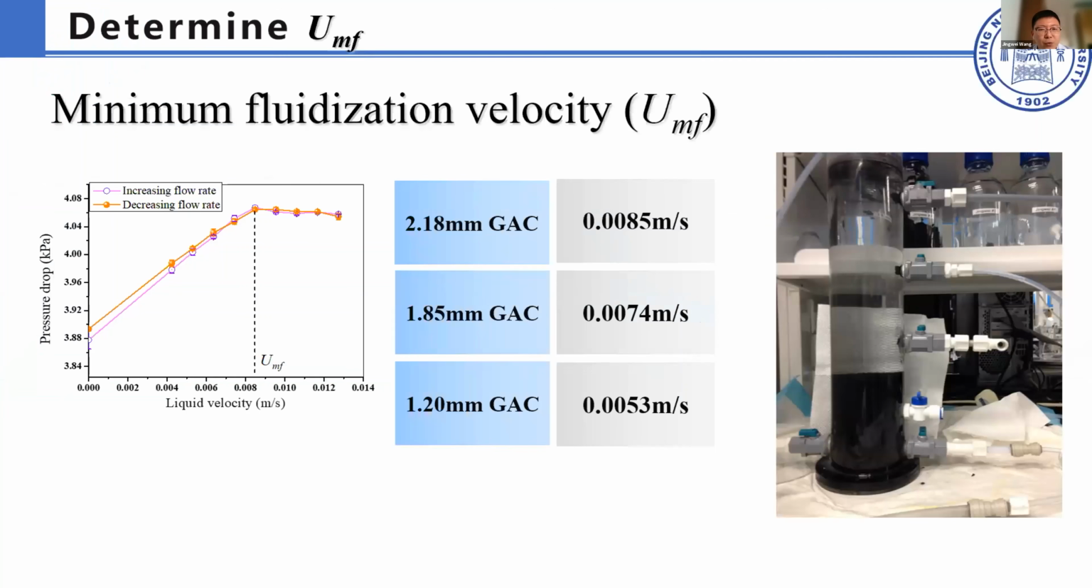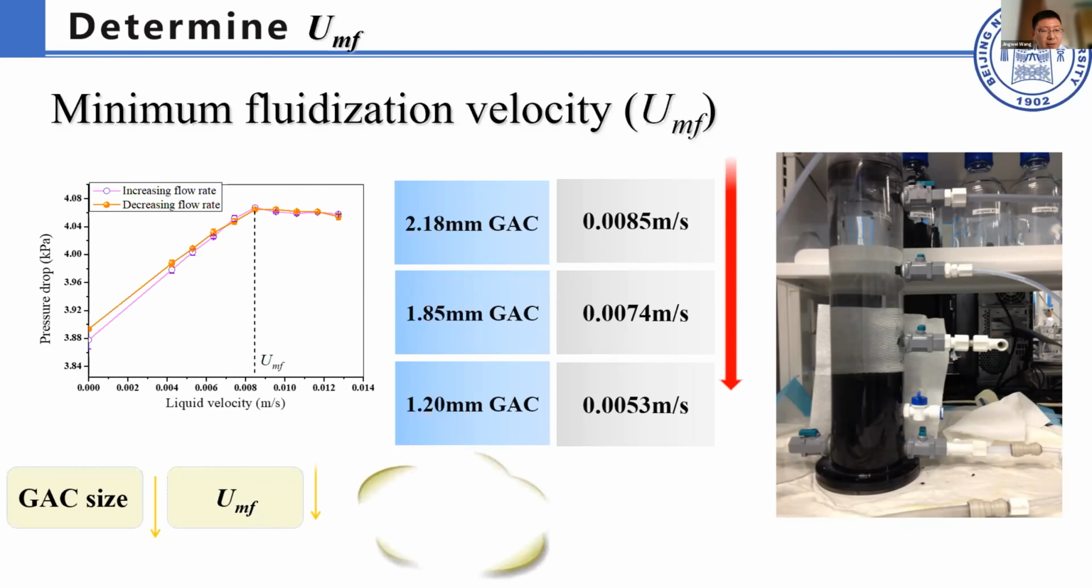We can imagine that if we want to use larger particles and make them fluidized, then we must put in more energy. So first we determine the minimum fluidization velocity. It's the liquid velocity at which the particles just start to fluidize. We can use a very simple method, the pressure drop, to determine it. As we can see, with decreasing particle size, UMF also decreases, meaning lower energy consumption. So our question is, at the same energy consumption, is the larger size or the smaller size better for fouling mitigation?